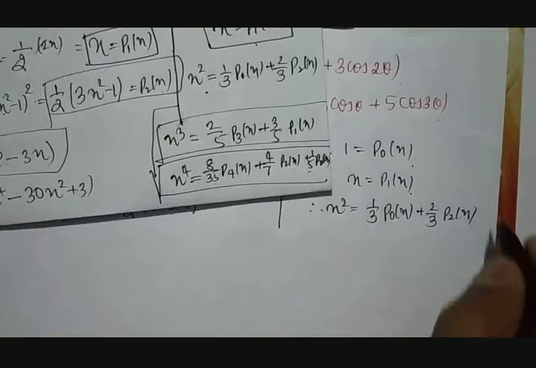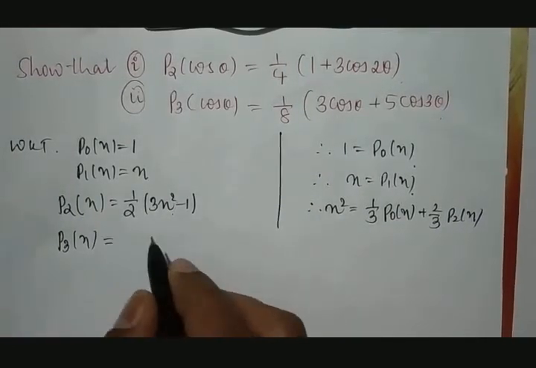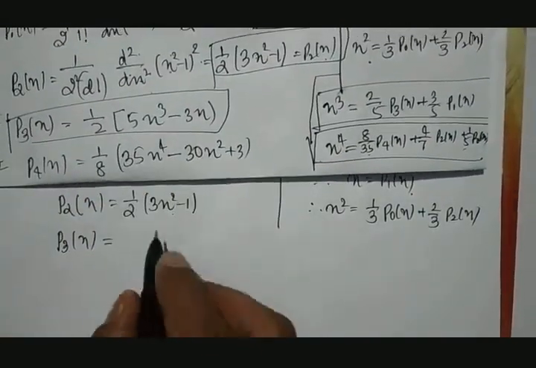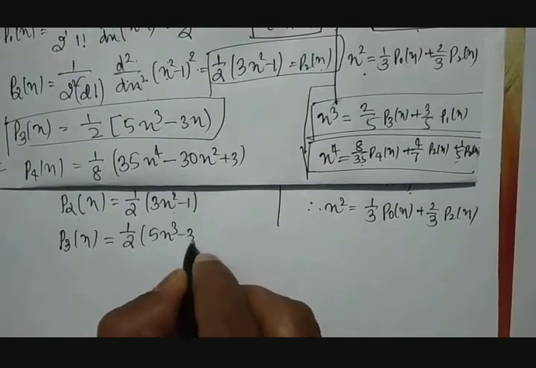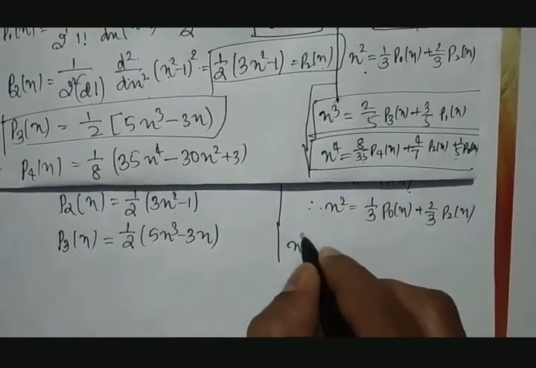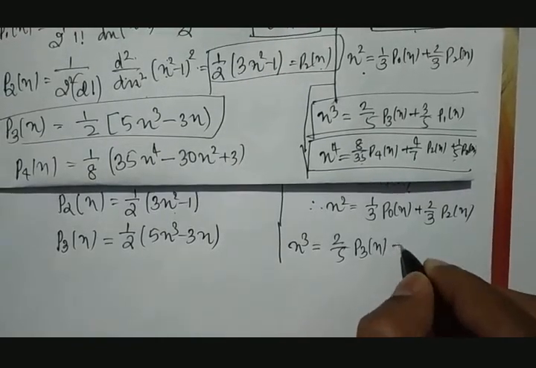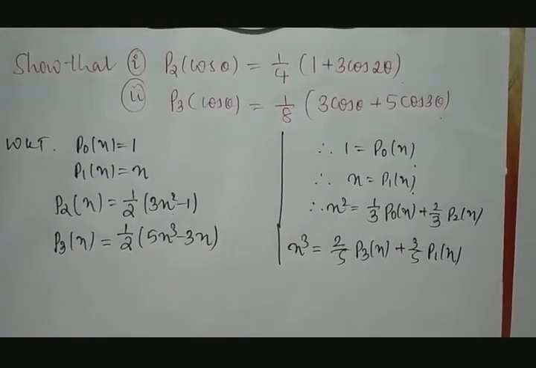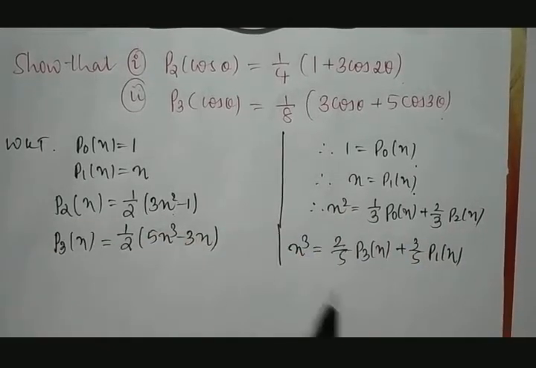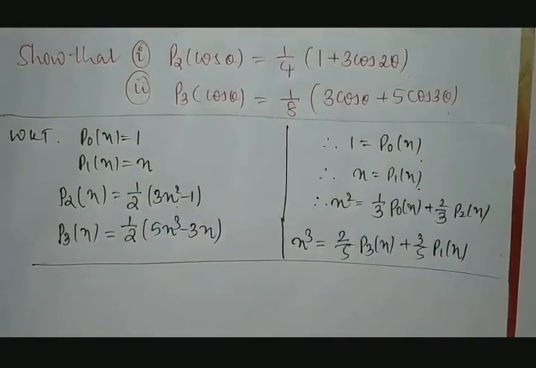P2 of x. Okay, so P3 of x, as per the calculation part, is equal to 1 divided by 2 into 5x cubed minus 3x. Therefore, x cubed is equal to 2 divided by 5 P3 of x plus 3 divided by 5 into P1 of x. Fine. Either by using Rodrigues or by using Legendre, both are the same. The results will remain the same. So these are the results. We can use them to get a solution.